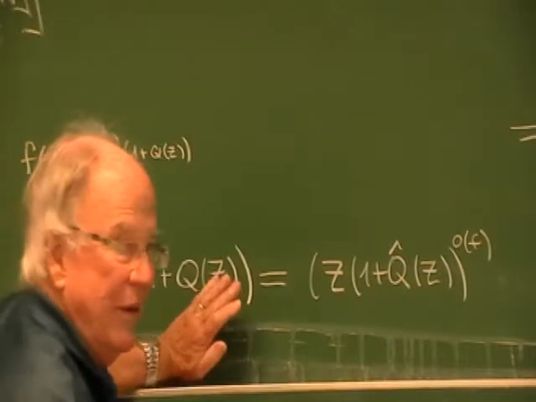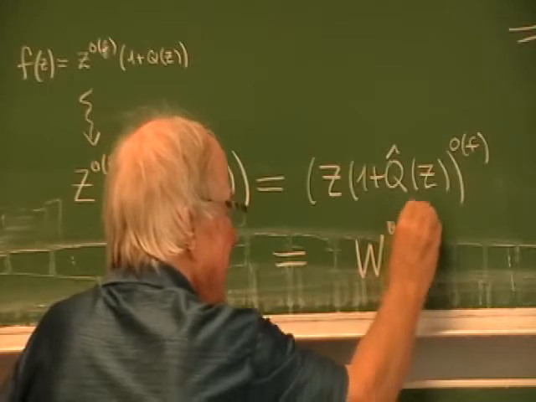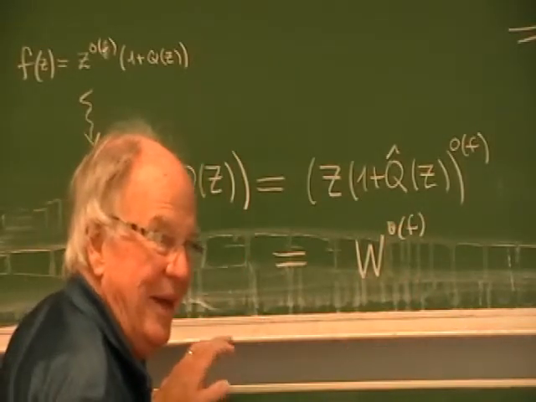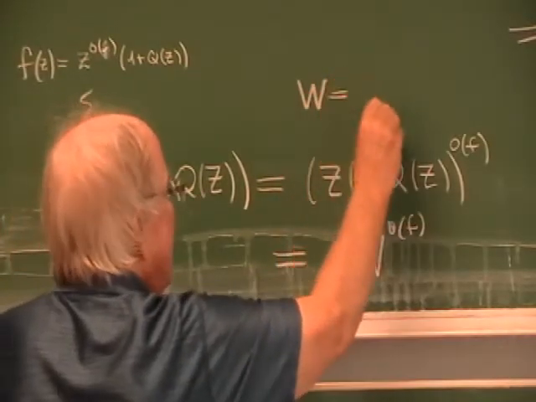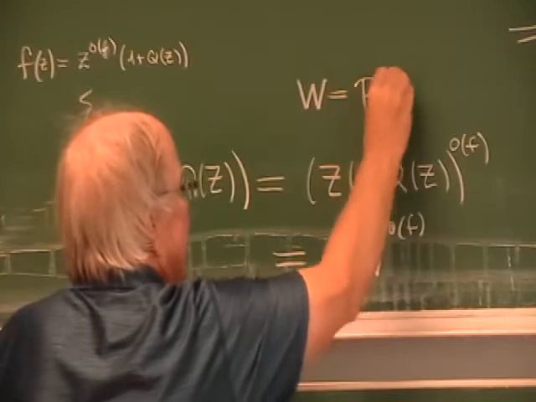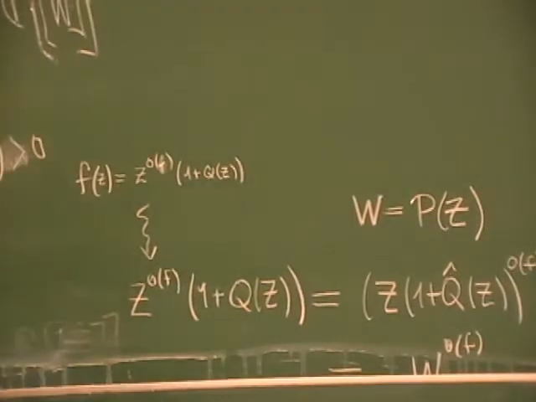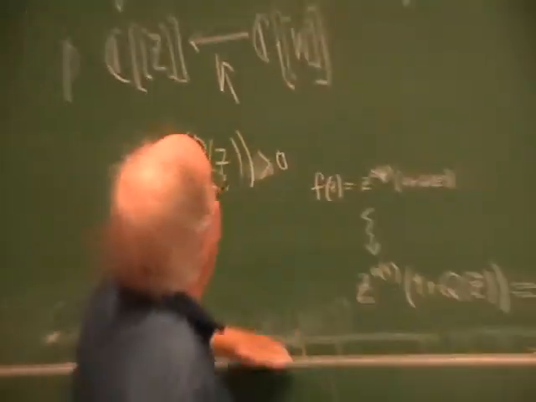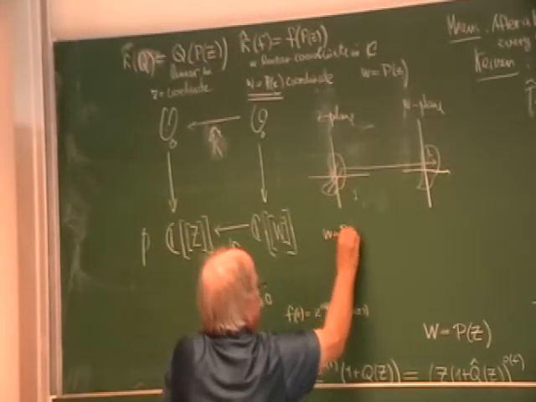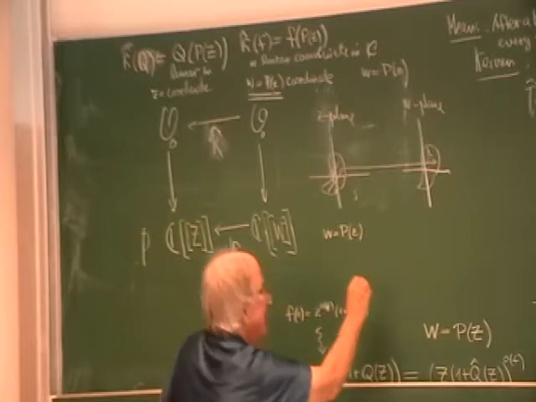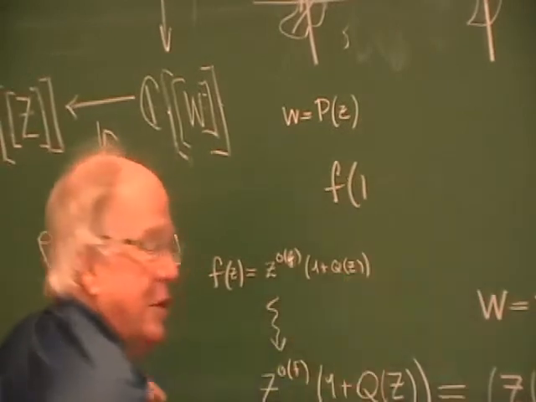Okay. Now I call this W. Okay. And now this transformation was W equals P of Z downstairs. Okay. And now I define the transformation upstairs by, I've written this someplace, W equals P of Z. And then P of F, oh, okay, it just follows. Yeah. Okay. Just substitute.